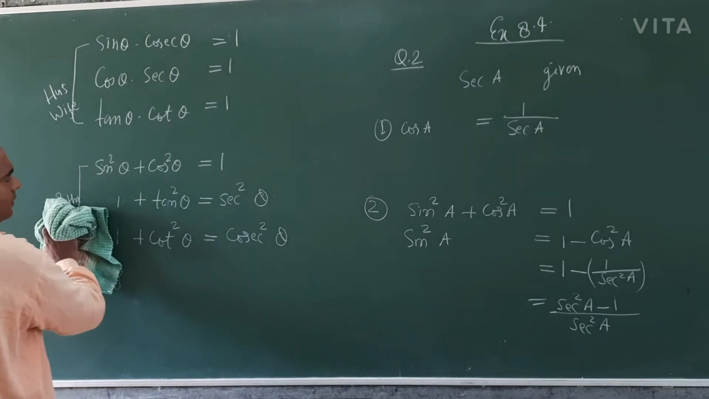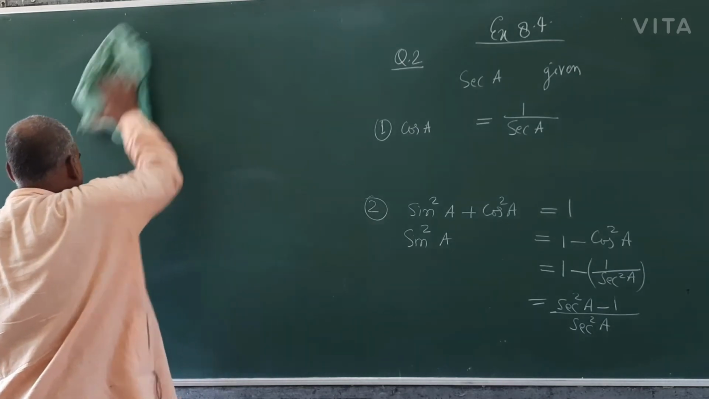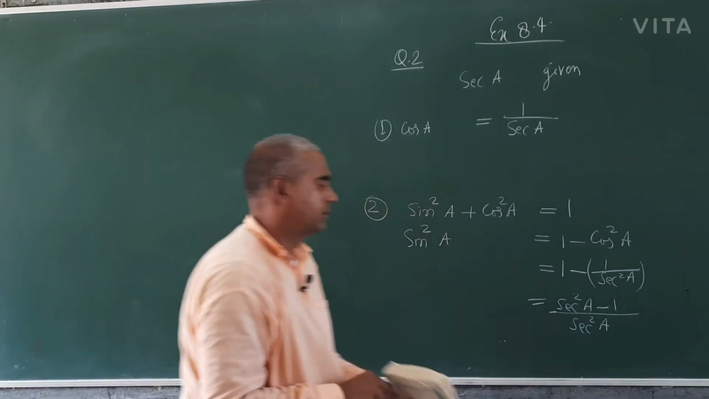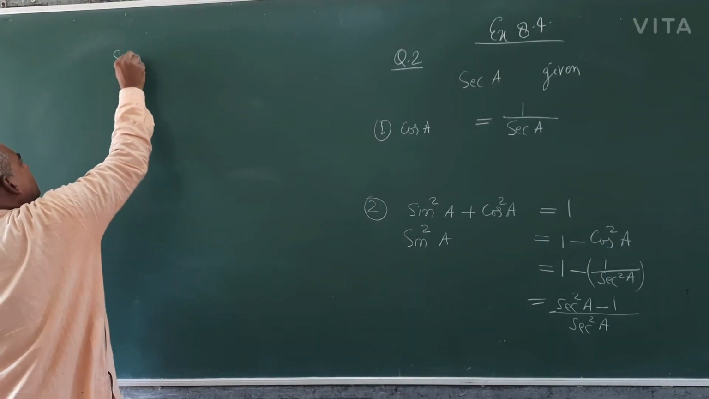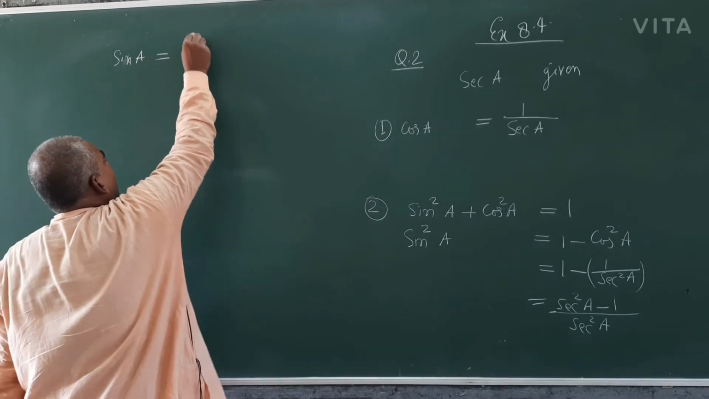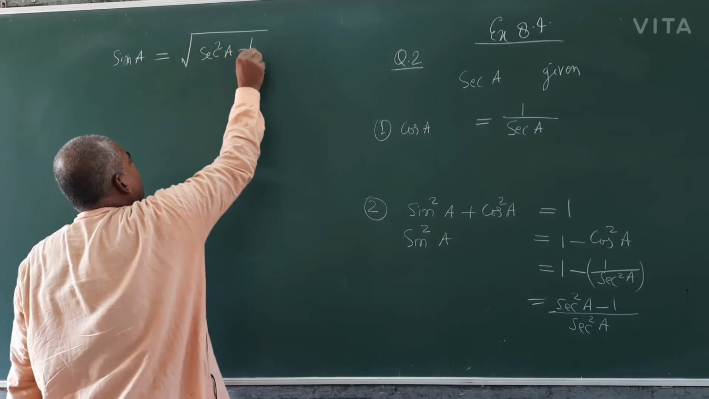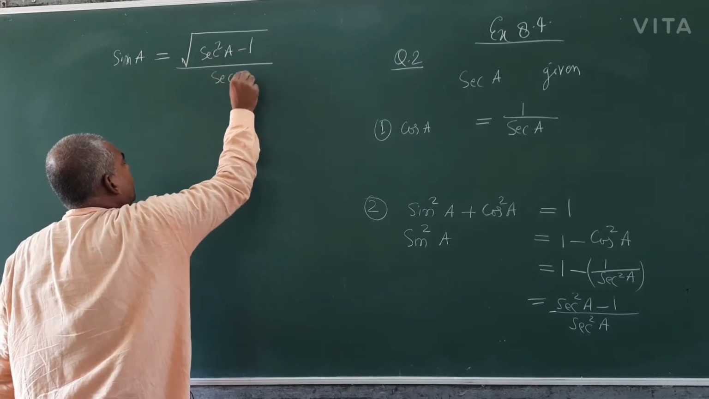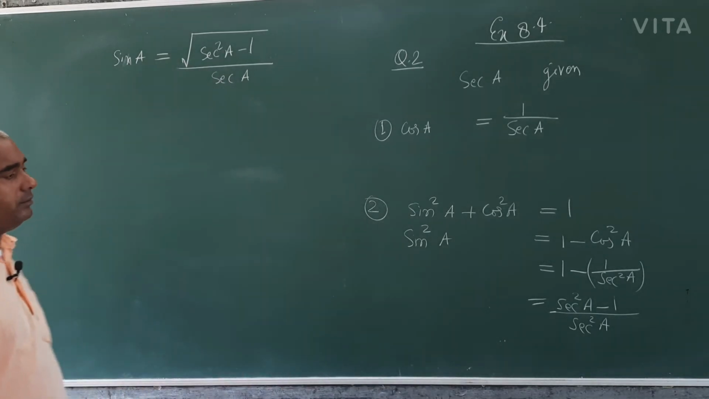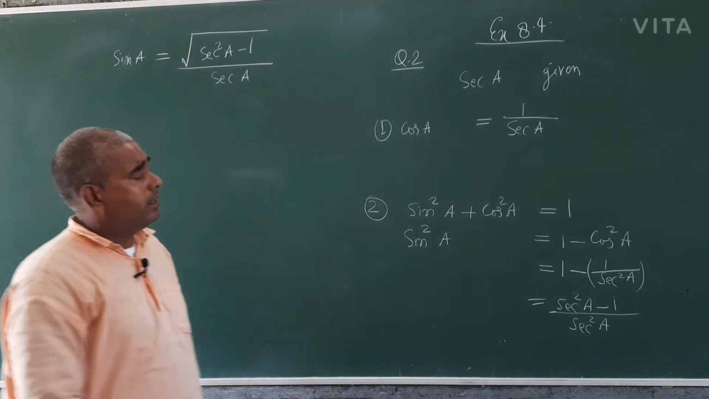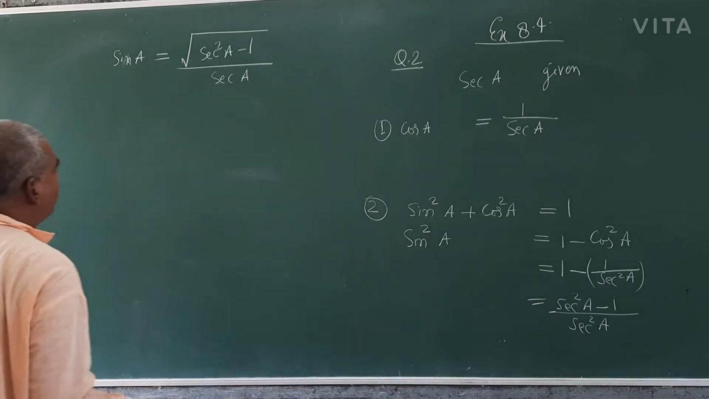So sin A is equal to under root of sec square A minus 1, whole divided by sec A. This is your second answer, sin A. If you have got sin A and cos A, you have another formula for tan A: tan A is equal to sin A upon cos A.